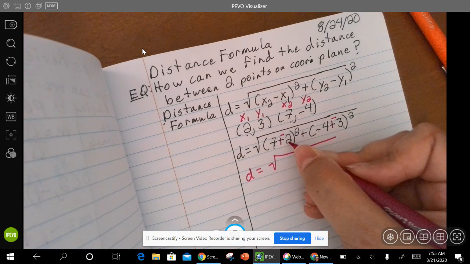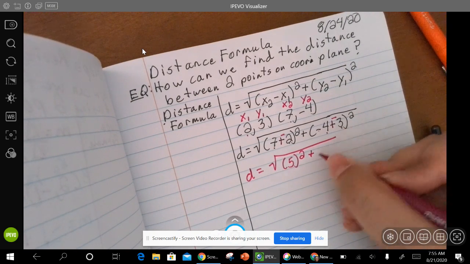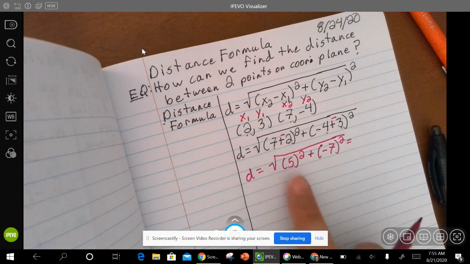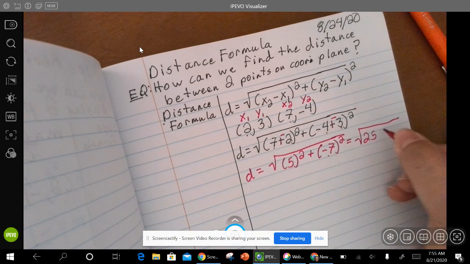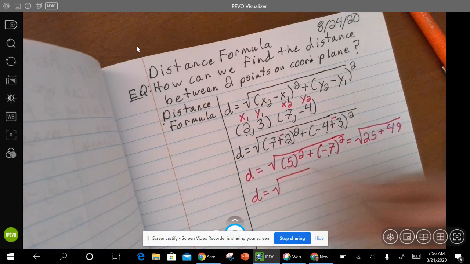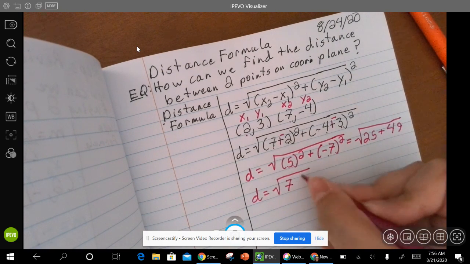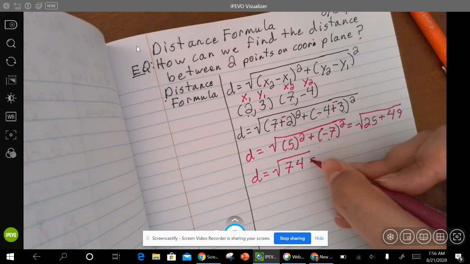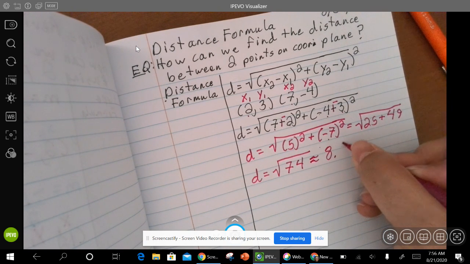Opposite sign subtract, so 7 minus 2 is going to be 5. Negative 4 plus negative 3, same sign, just add, so that's going to be negative 7. I'm going to square them. 5 squared is 25. Negative 7 times negative 7 is 49. And then we're going to add those two together to get 74. And then everybody, this is where you can use the calculator, decimal scientific. And we're going to round to the 10th place, so we're going to get 8 and 6/10.